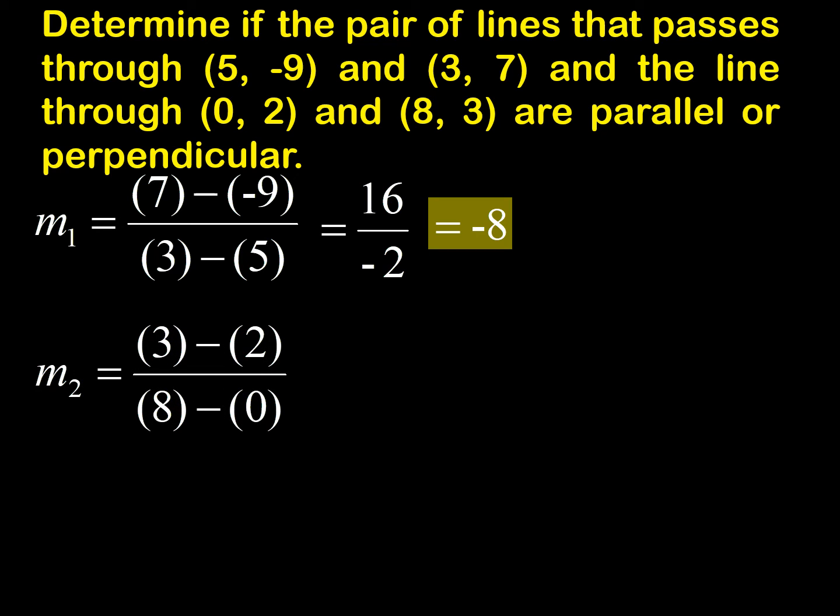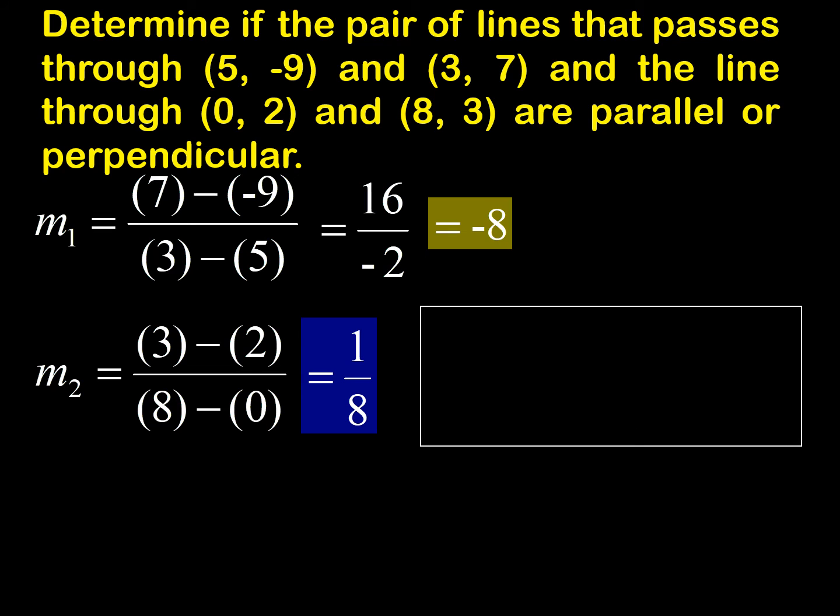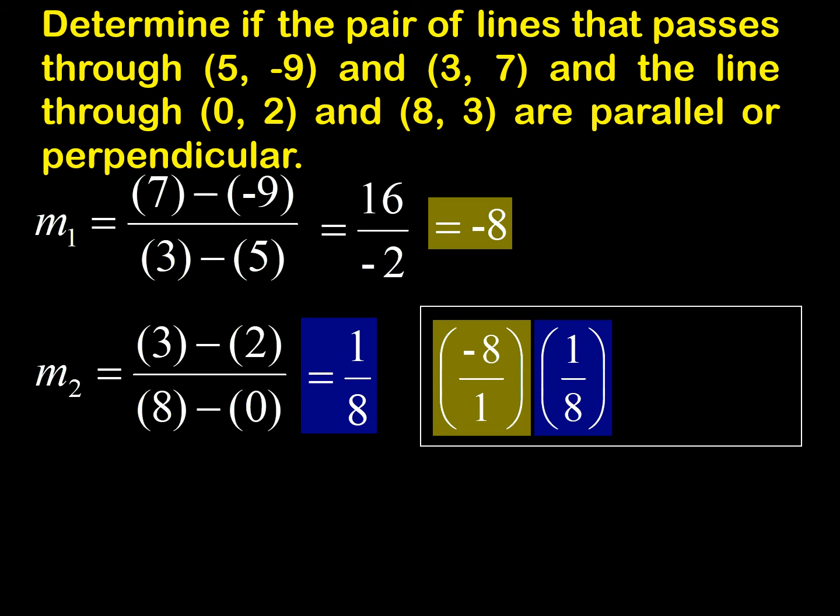So now let us determine the slope of the second line. We get (3 - 2) over (8 - 0). From here, it is equal to 1 over 8. So let us take a look. If we multiply these two slopes, is it equal to negative 1?